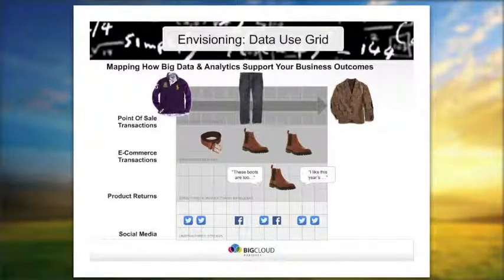And so what this tells us as an organization is that we want to go invest first in getting our point of sale transaction data usable, combining that and matching it with our e-commerce data, and trying to pull up some additional data points from our product returns and see if there's additional insight that we can glean from social media.